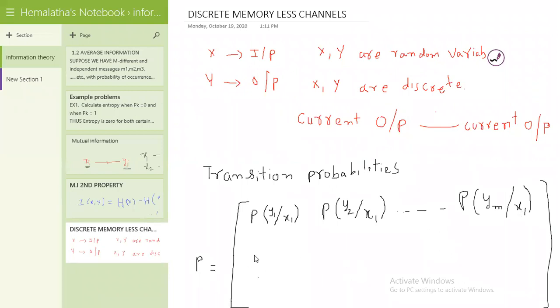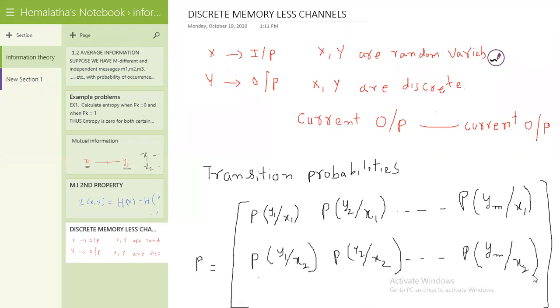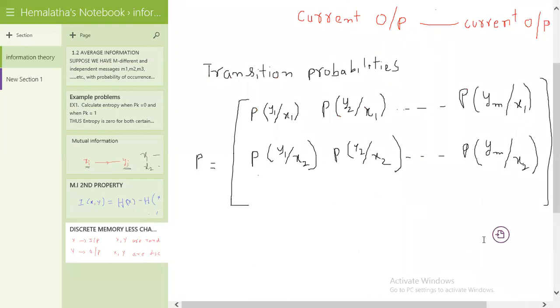Similarly, in the second row, P of y1 is the probability of occurrence of output y1 when x2 is transmitted. Here the input is x2. Similarly P of y2 when x2 is transmitted, and P of ym when x2 is transmitted. That means x2 is the input, so y1, y2, y3, y4 up to ym are the possible outputs.